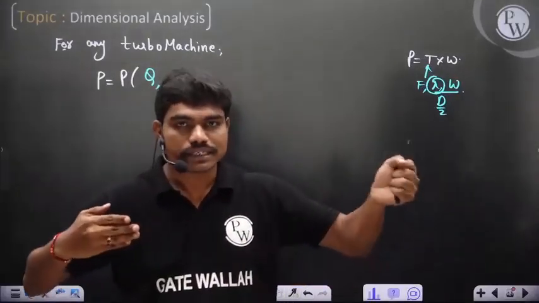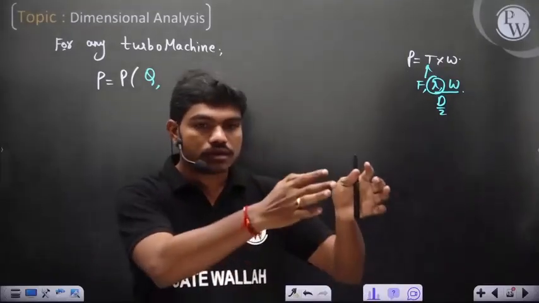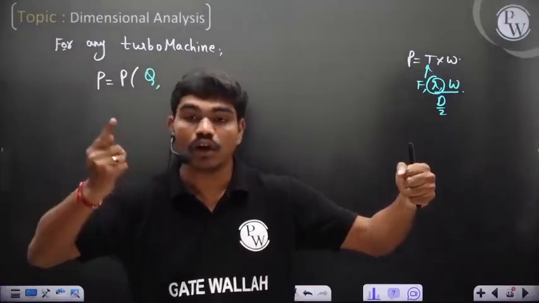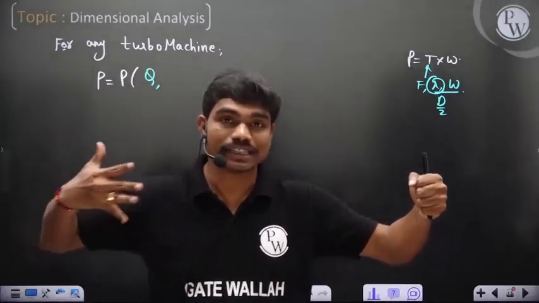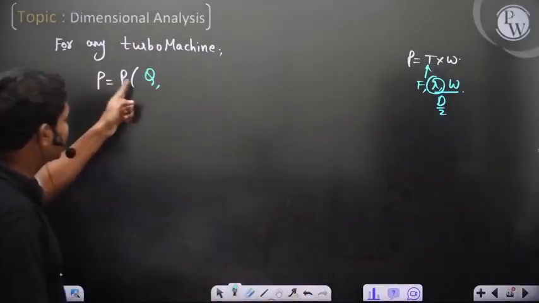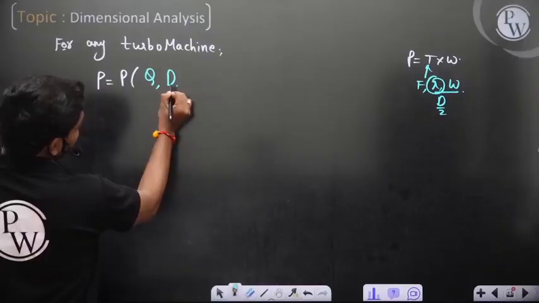Because the power generated by this, for example in the case of a turbine, what happens if I am hitting the turbine with only 1 kg per second or with 100 kgs per second? Then ultimately this heavy discharge can create more impact, correct? So the first thing, it depends upon the Q, discharge. Second, it also depends upon the diameter, correct?